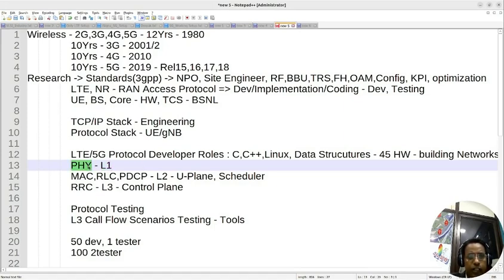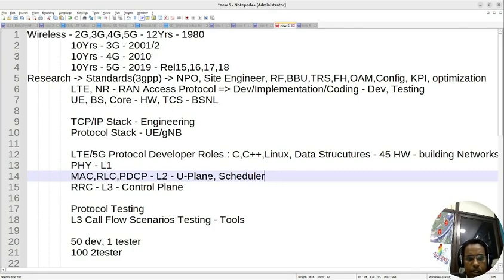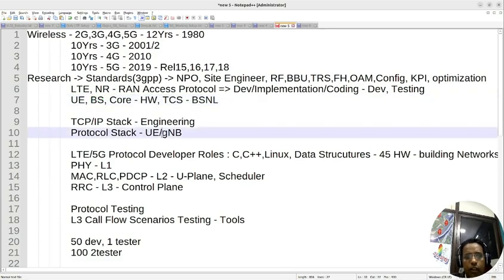So 5G PHY means physical layer, which is L1. MAC, RLC, PDCP is the L2 layer, and we have the scheduler also if we are considering the skills in the base station. But we can apply for both UE and the base station as well. It means there are a number of jobs in service companies and product companies.